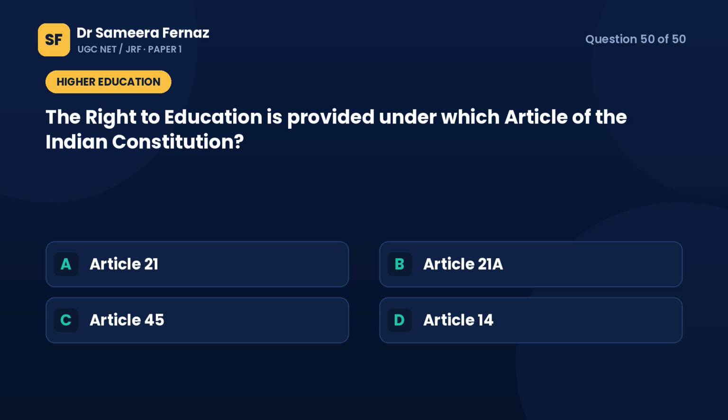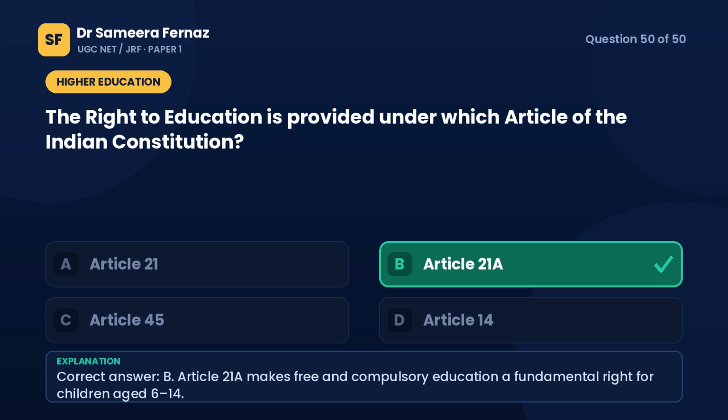Question number 49, higher education. Where is the head office of NAAC? So the answer is option A, Bangalore. That is where college accreditation is decided.